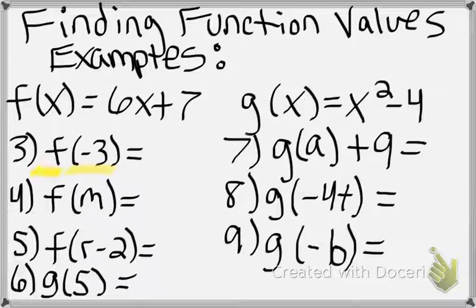For function f, you're going to plug in -3 for x. For function f, you're plugging in m. For function g, you're plugging in -4t in x's place. That's what I want you to do for each of these, and then check and see what you did. Hit pause, try these, and then I'm going to show you the answers.